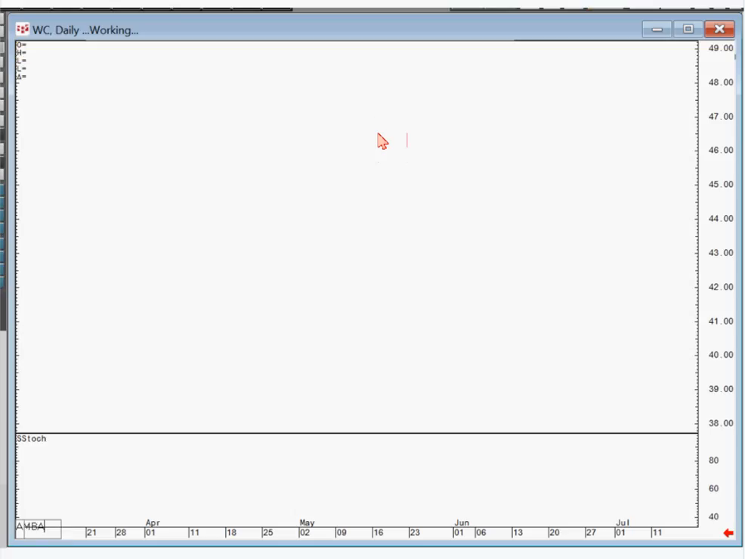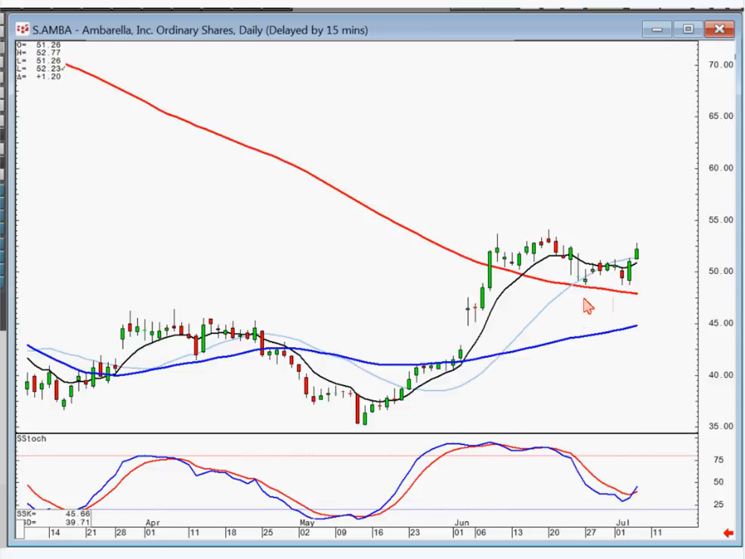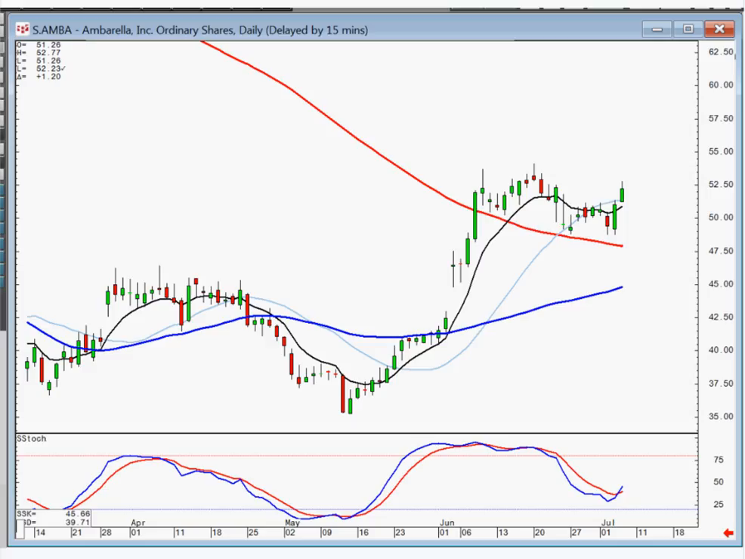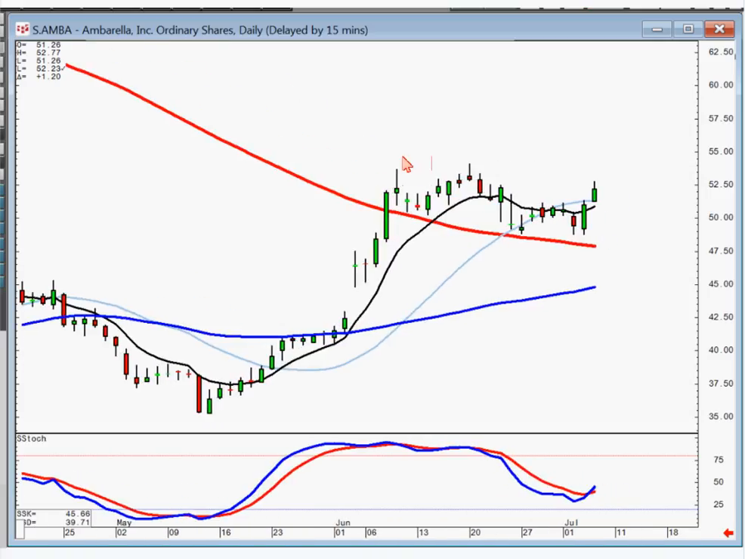AMBA we recommended this morning because of the bullish engulfing. Still wouldn't be afraid to be buying AMBA because you've got the fry pan bottom classic J-hook pattern in progress.